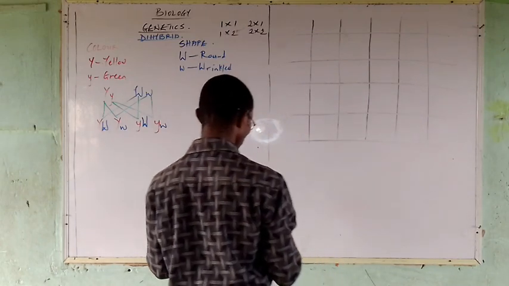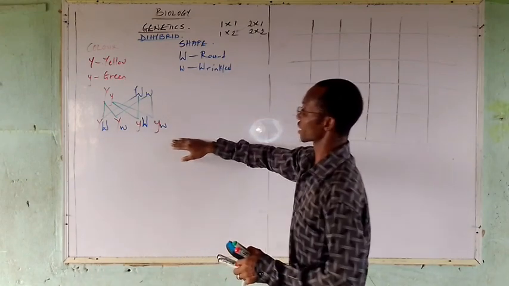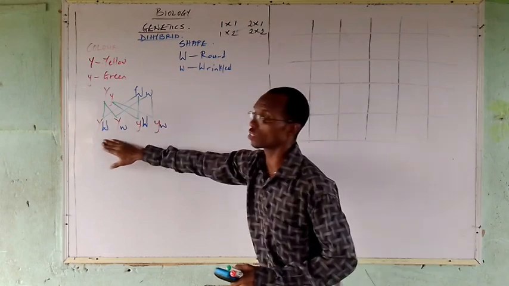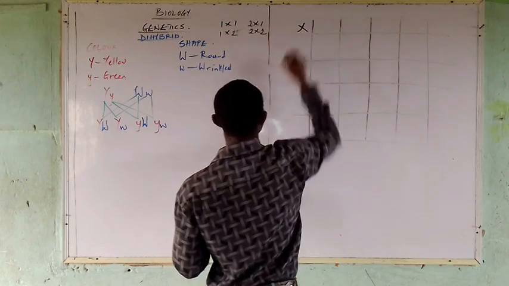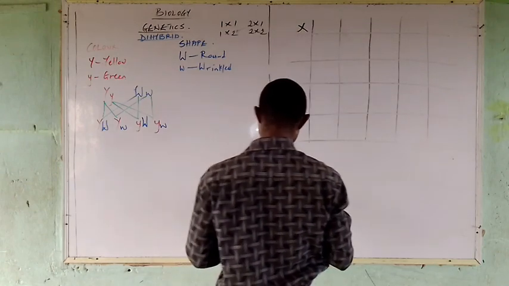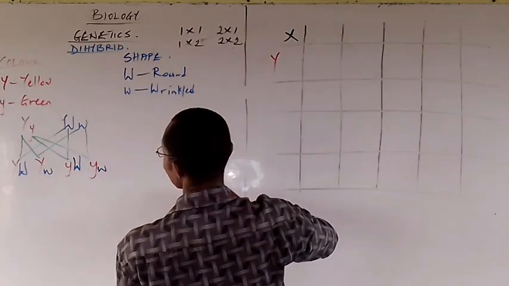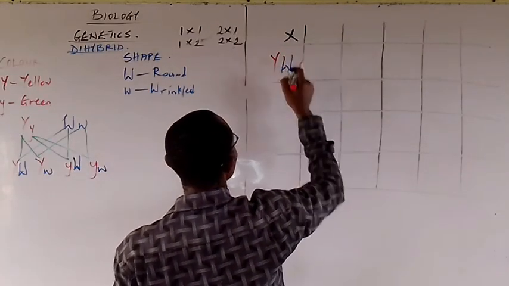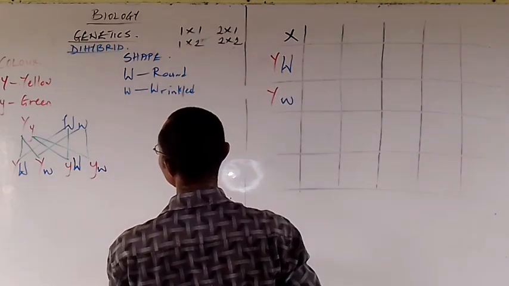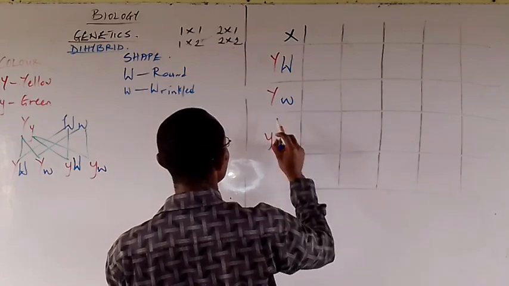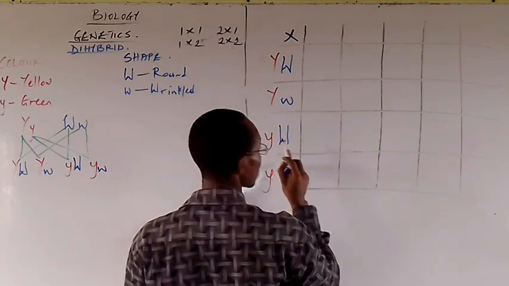So this is how the cross will look. The table will look this way. So we are going to put all of this now into the box. All of this is what we will be putting into these boxes to make our Punnett square. So let us start. First and foremost, we have capital Y and capital W. The next one, we have capital Y and small w. The next one, we have small y and capital W. And then the last one here, we have small y and small w.